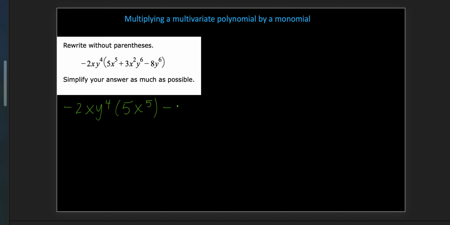And then we'll take that negative 2xy to the fourth again and multiply it by 3x squared y to the sixth. And we'll take that monomial again, negative 2xy to the fourth, and multiply it by negative 8y to the sixth.